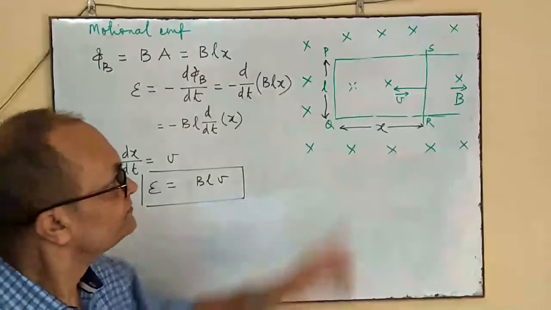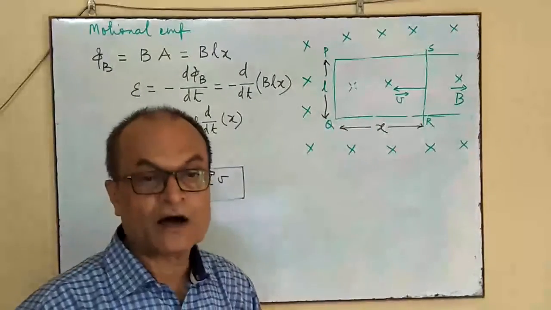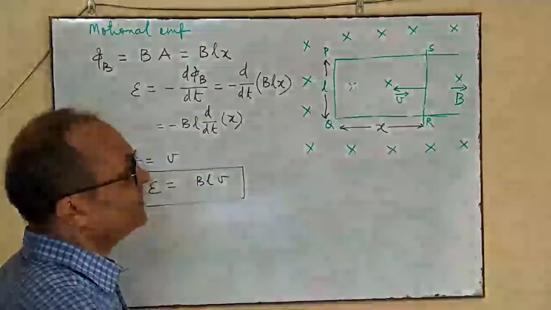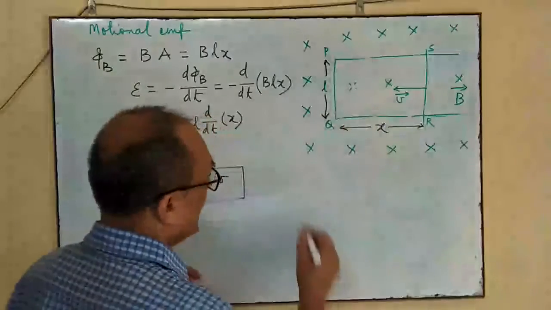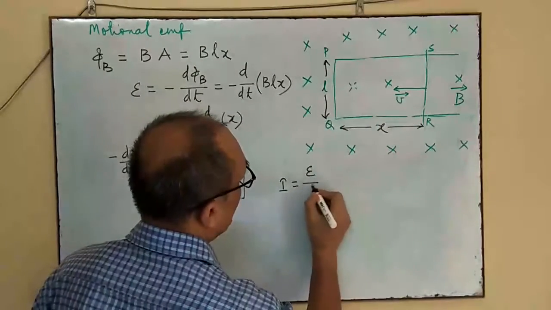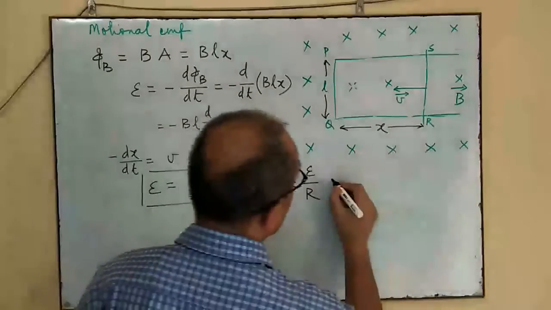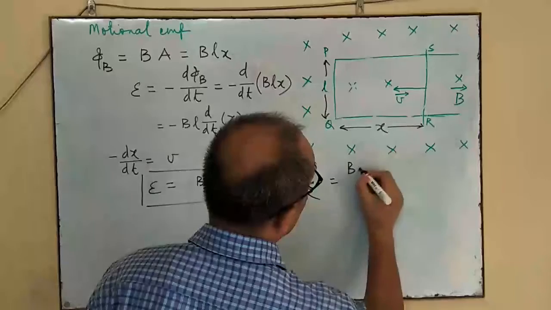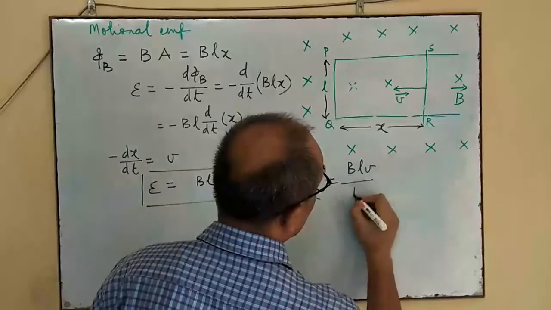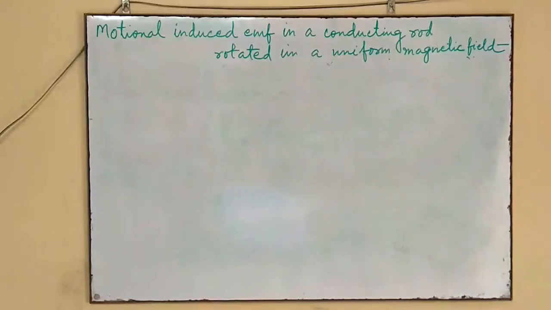Now suppose this loop has its resistance R, then the current flowing through this conductor, I, will be equal to epsilon by R according to Ohm's law. Then this equals BLv by R. So this is here your result. Thank you. In the next video.